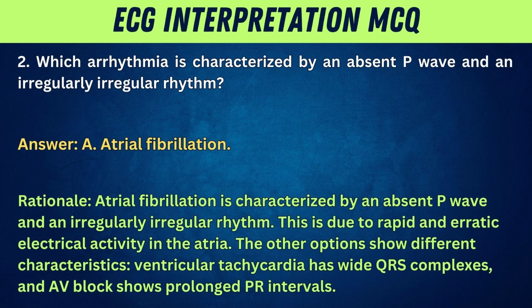Answer: A. Atrial fibrillation. Rationale: atrial fibrillation is characterized by an absent P wave and an irregular rhythm. This is due to rapid and erratic electrical activity in the atria. The other options show different characteristics. Ventricular tachycardia has wide QRS complexes, and AV block shows prolonged PR intervals.